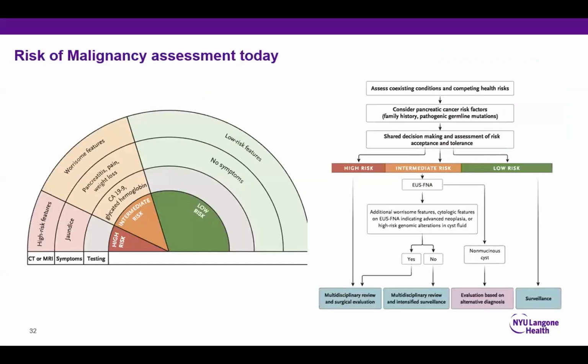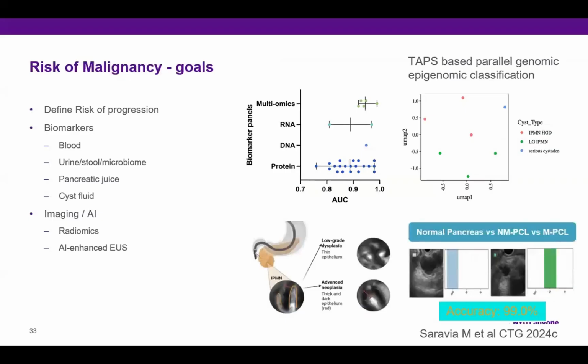So to a large extent, we're still kind of at this stage where we use variations of the different guidelines to essentially classify patients based on imaging, a few symptoms, and a few laboratory tests into being high risk and low risk, and kind of use EUS in the intermediate risk category to further stratify patients. How can we do better?